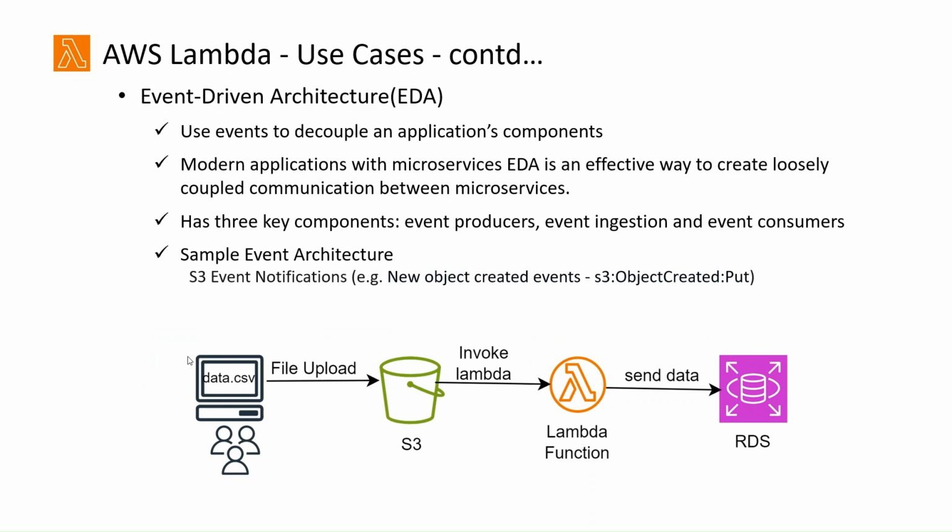Next use case is event-driven architecture. Let's learn about event-driven architecture and how AWS Lambda fits into it. It's an architecture pattern that uses events to decouple an application's components. For building modern applications with microservices, event driven architecture is an effective way to create loosely coupled communication between microservices.